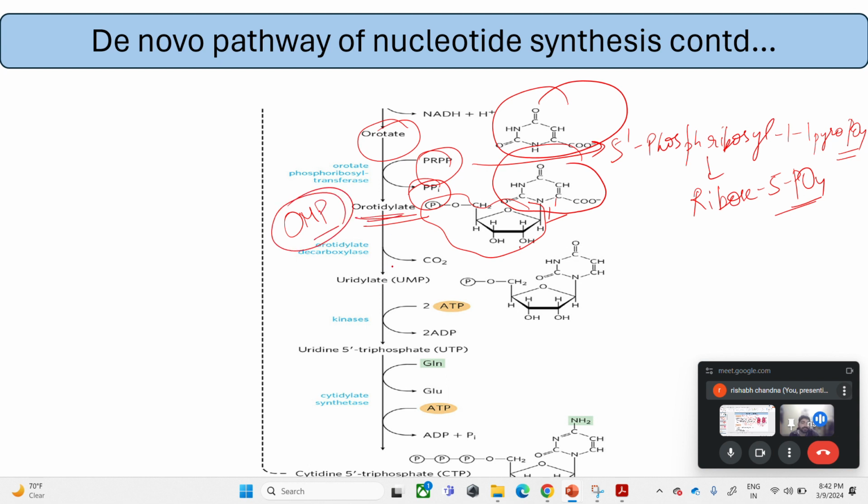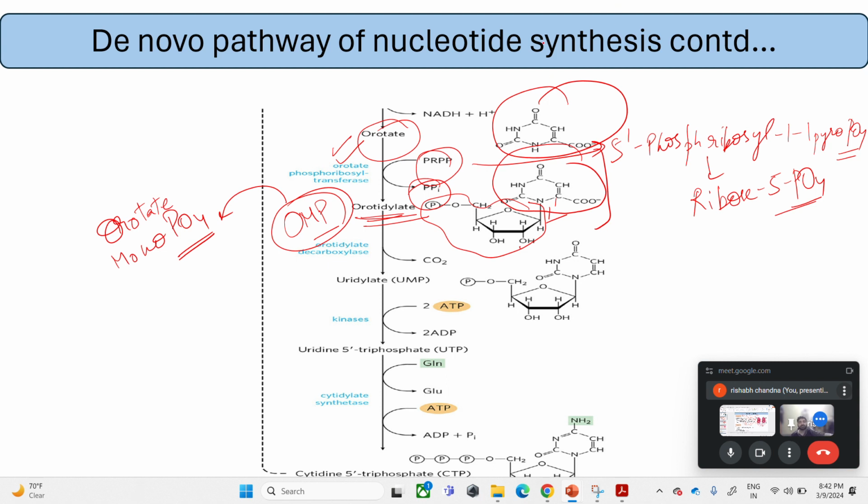Okay, so this is called orotate monophosphate, the first monophosphate that is formed during pyrimidine biosynthesis. Okay, so there the enzyme involved is orotate phosphoribosyl transferase. Now this orotidylate is the precursor for the pyrimidine monophosphates.